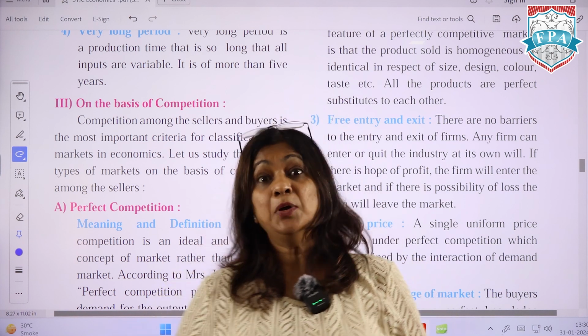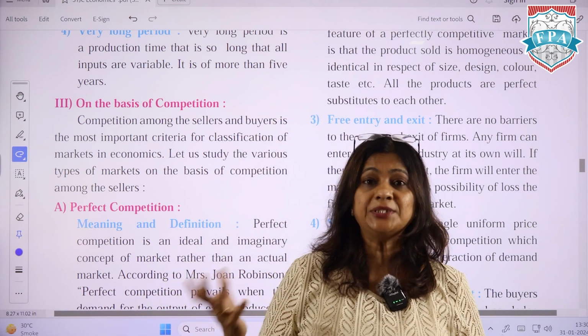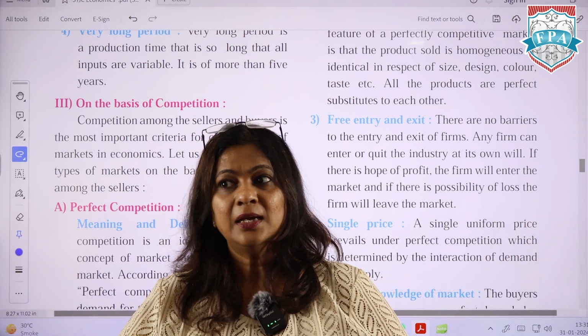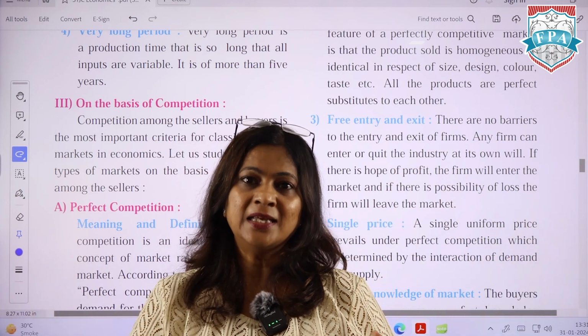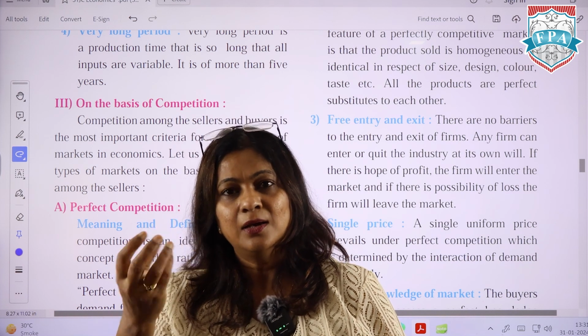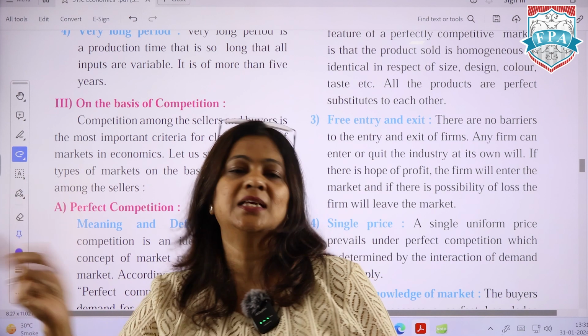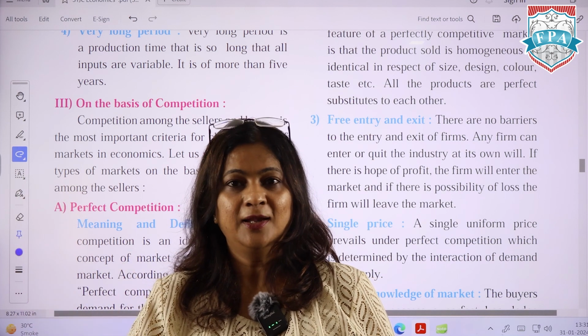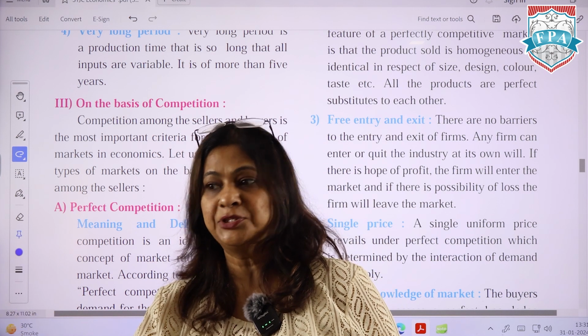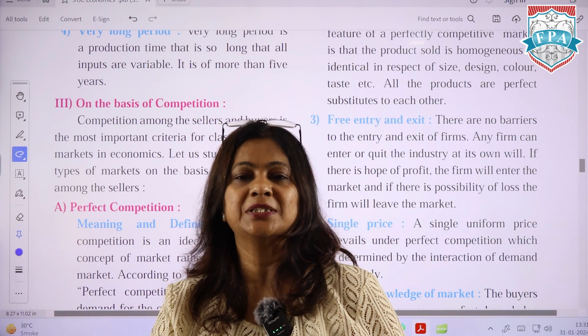On the other hand, monopolistic competition would be where there are a lot of sellers, but each seller is selling something unique. Means that product has got something which the other seller is not having. So the only difference between a perfect competition and a monopolistic competition would be the product is not homogeneous. Let me put it like this.